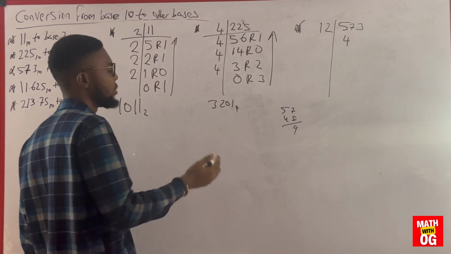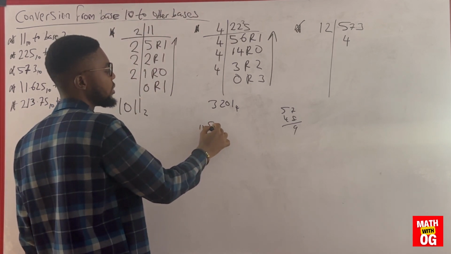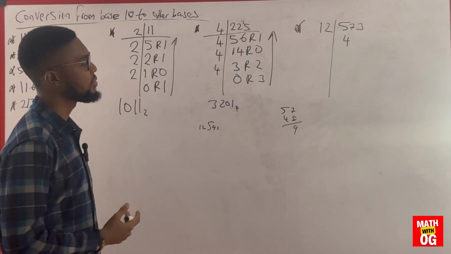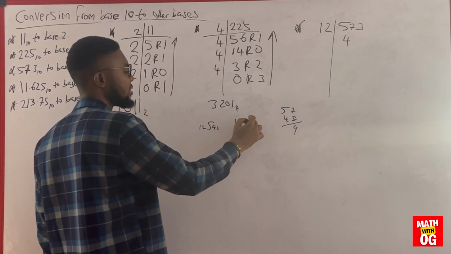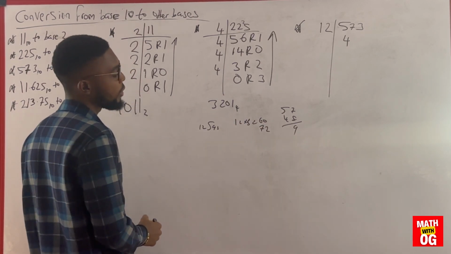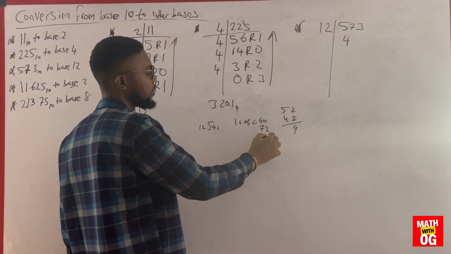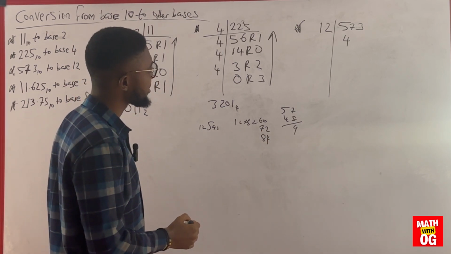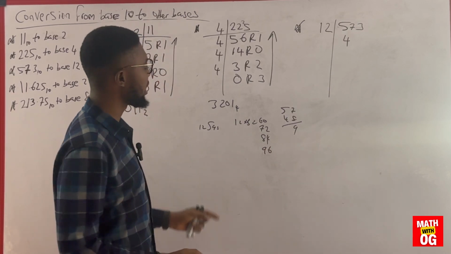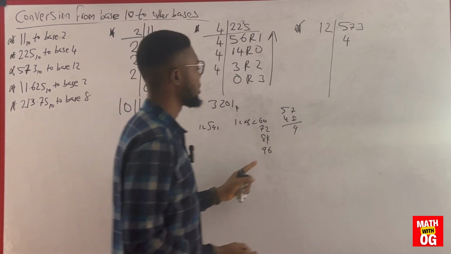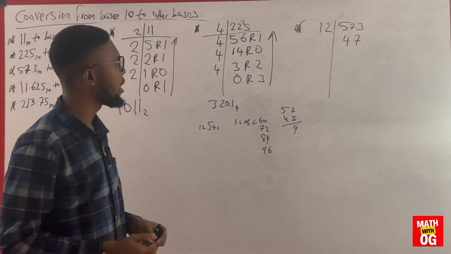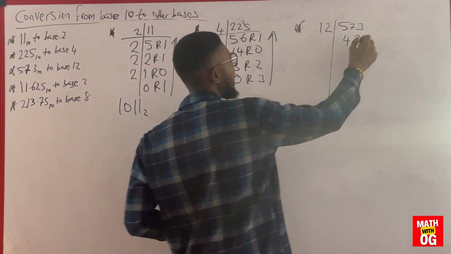12 will go into 93. Now let's start checking how many times 12 will go into 93. 12 times 5 is 60. 12 times 6 should give us 72. 12 times 7 should give us 84. 12 times 8 should give us 96. So 12 will go into 93 7 times, which is 84. And we have a remainder of 11. So I'll put remainder 11.